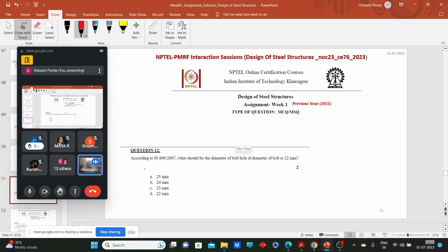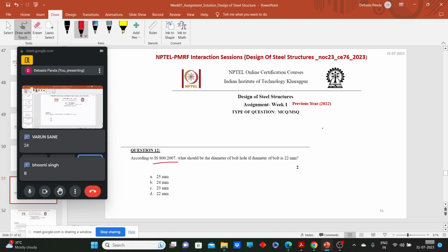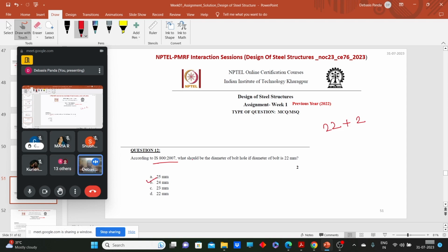Now tell me, according to IS 800 2007, what should be the diameter of bolt hole if the diameter of bolt is 22 mm? Quickly. Yes, 24. Why? 22 is the diameter plus 2 mm standard clearance. Standard clearance. Okay. So 24 mm. We are not dealing with the oversize and slot size clearances when we design the bearing type of bolts. We only deal with type of holes when we design or we go for high strength bolts.